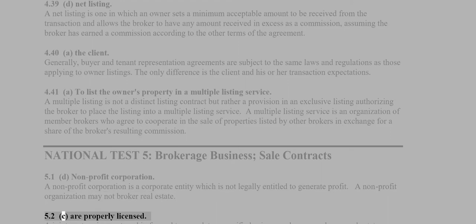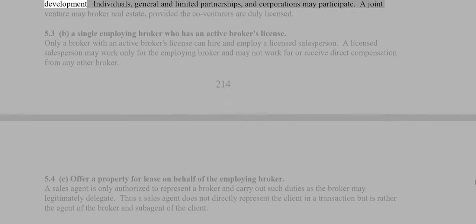5.2 C. Are properly licensed. A joint venture is a partnership formed to complete a specific business endeavor, such as a real estate development. Individuals, general and limited partnerships, and corporations may participate. A joint venture may broker real estate, provided the co-venturers are duly licensed.